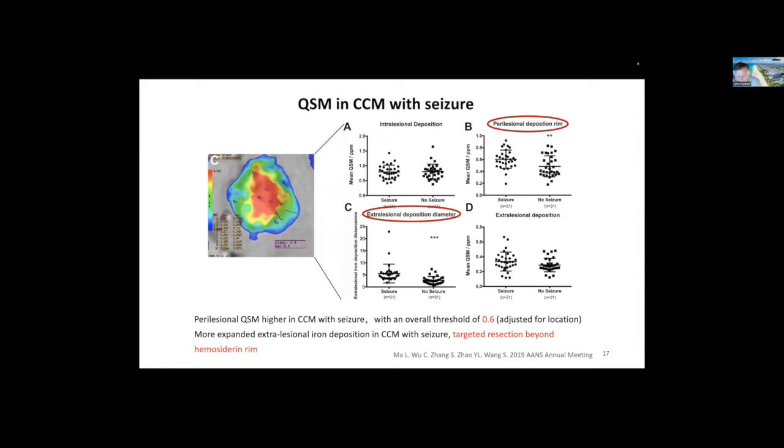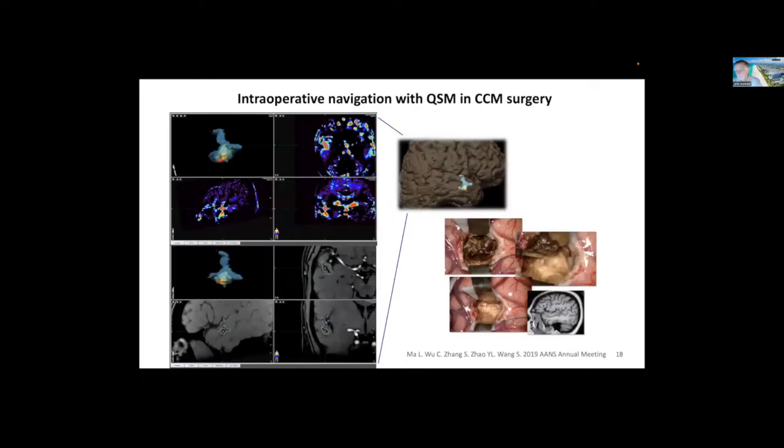It is somewhat interesting that this iron overload is not observed in most CCMs with symptomatic hemorrhage or Zabramski type 1 lesions. So if this area with iron overload is more correlated with seizure, it might help us design a better surgical resection area beyond the lesion in cases with seizure. And this is an easy merge of the QSM into intraoperative navigation, but we still need to wait for the follow-up data to see whether it could be helpful for better seizure control.